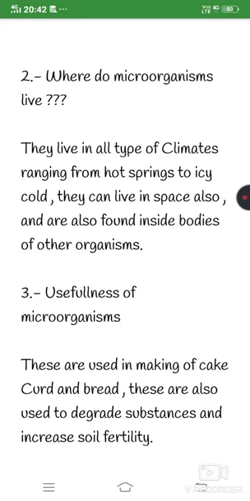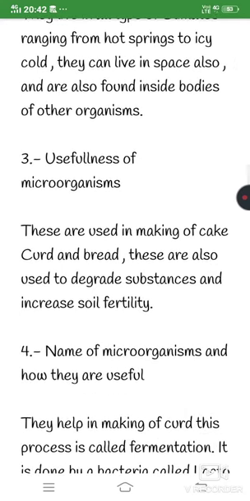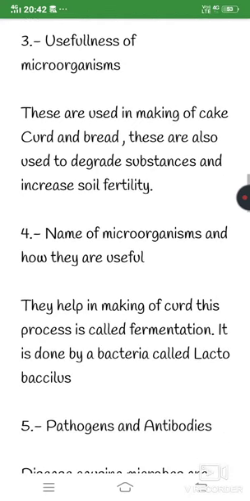Okay, now let's move on to usefulness of microorganisms. These are used in making of cake, curd, and bread. These are also used to degrade substances and increase soil fertility. Name of microorganisms and how are they useful? They help in making of curd. This process is called fermentation. It is done by a bacteria called Lactobacillus.